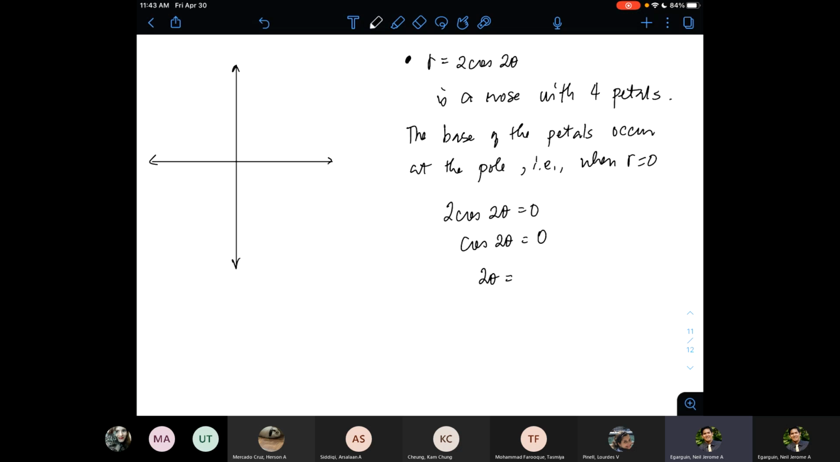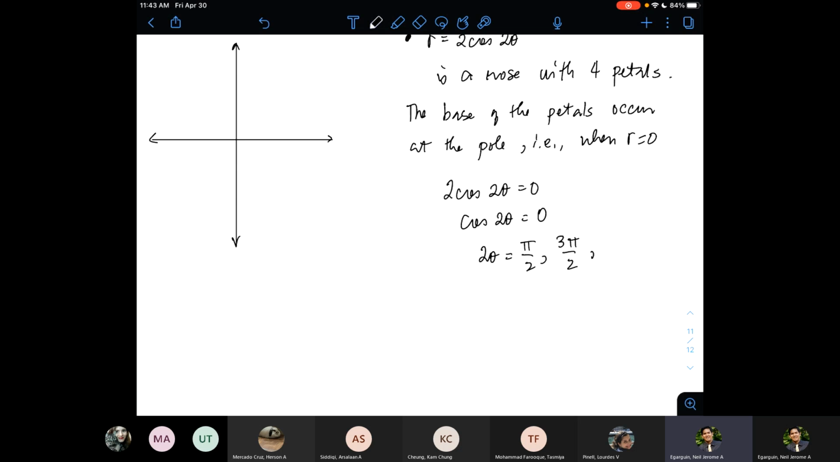So it's going to be at pi over 2, and then 3 pi over 2. But since we have a 2 theta, we need to go 2 revolutions. So the next one would be at 5 pi over 2, and the next one would be at 7 pi over 2. So that means theta is pi over 4, 3 pi over 4, 5 pi over 4, and 7 pi over 4. So that means that at these angles, we are at the pole.